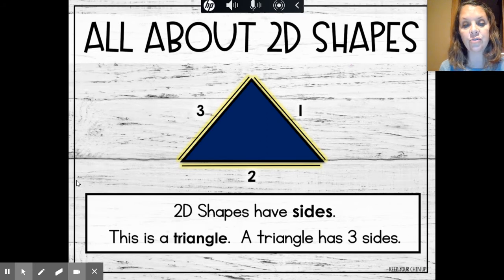So all about 2D shapes. 2D shapes have sides. This is a triangle. A triangle has three sides. 1, 2, 3. This triangle's sides are the same size, but not all triangles have the same size sides. Some triangles have sides that are different sizes.